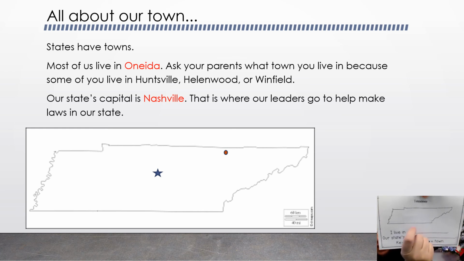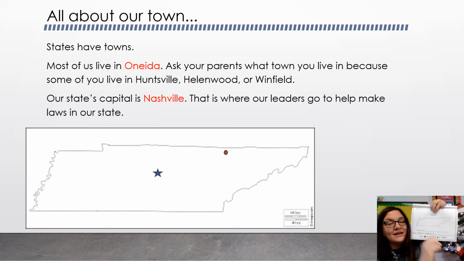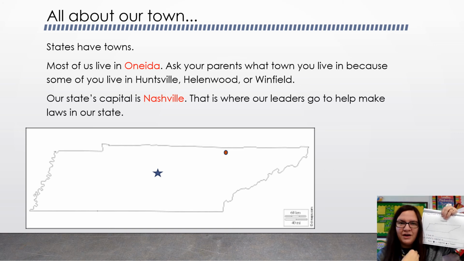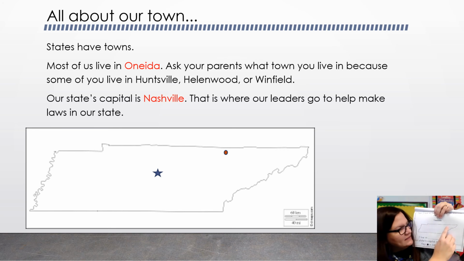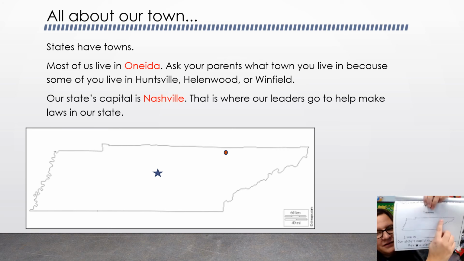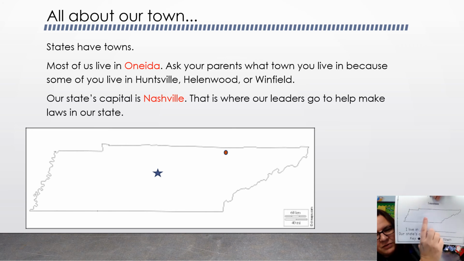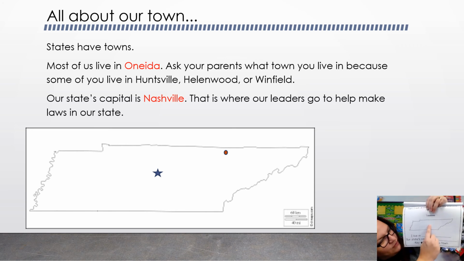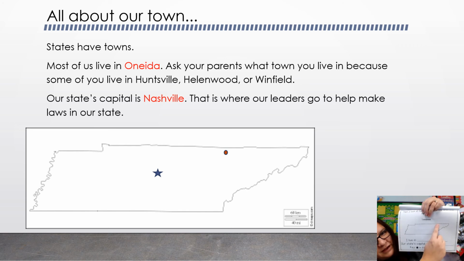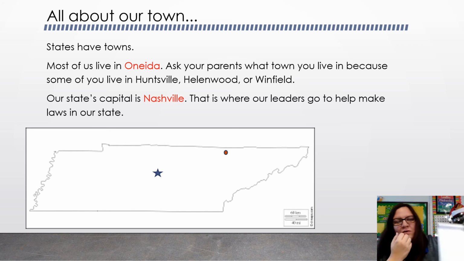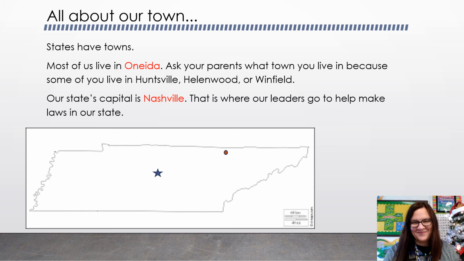So when you draw the star on your map, you're going to put the star right about here in the middle of the state. And then the little dot that I put, that's where Oneida is. That's where our town is. So it's going to go right up here, okay? So make sure that whenever you fill in your lines, you put your star here for Nashville and your dot here for Oneida, okay? So that's how you'll label your map of Tennessee.